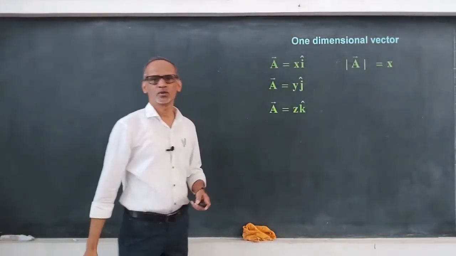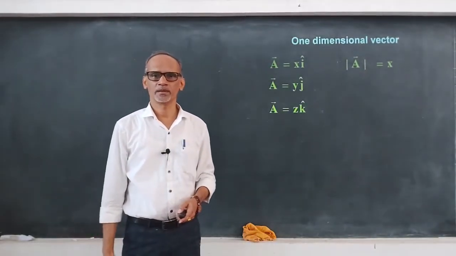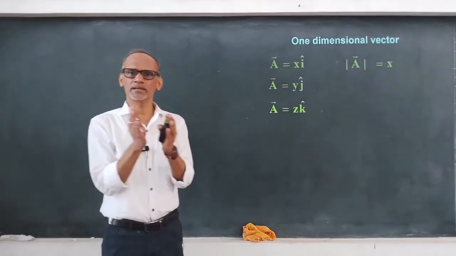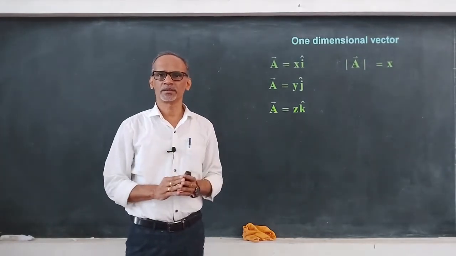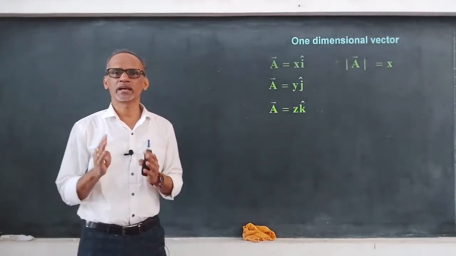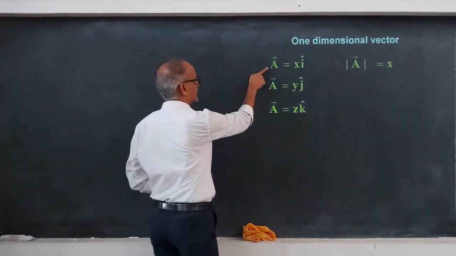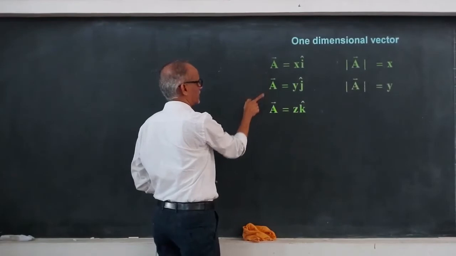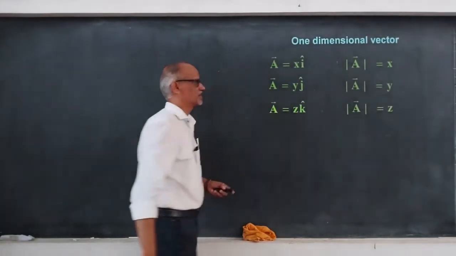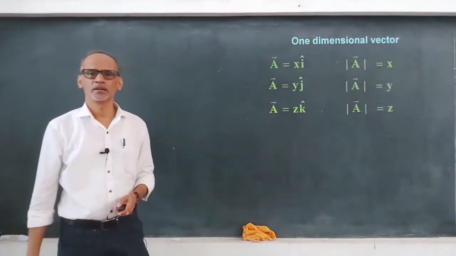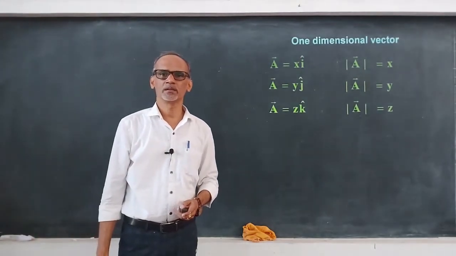You can see there is no vector symbol. Magnitude means only, we don't talk about the direction, correct. So a physical quantity having only magnitude is called a scalar quantity. So that's why magnitude of A is x, magnitude of A here is y, magnitude of A here is nothing but z. So I hope you understood the one dimensional vectors.